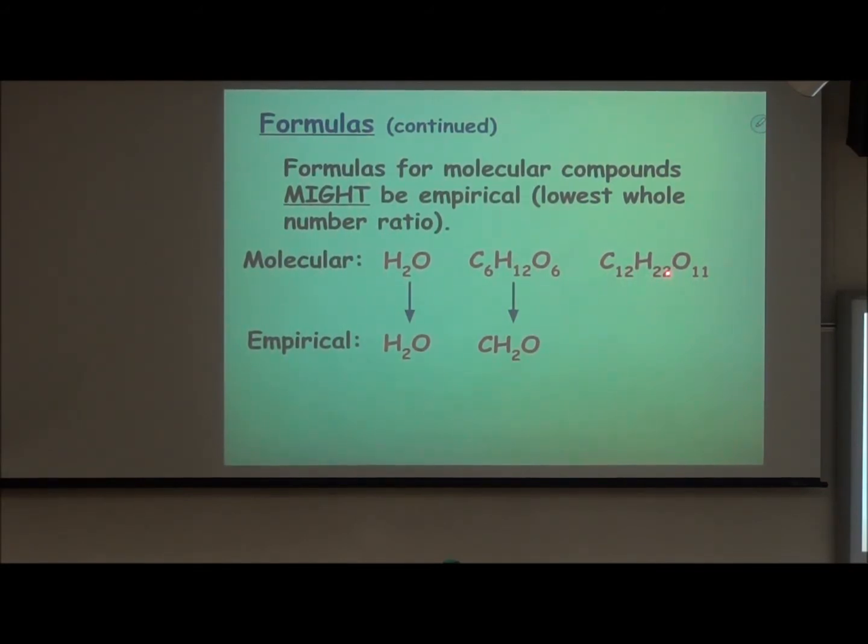Now we have 12 carbons, 22 hydrogens, 11 oxygens. That 11 kind of throws a little wrench in the works. So if it was at least an even number, we could divide everything by 2. But our 22 and 11 are divisible by 11, but not 12. So that guy's stuck, and it's going to be the same.